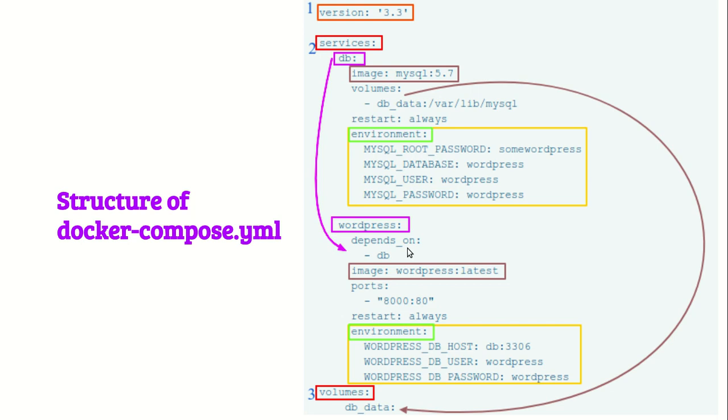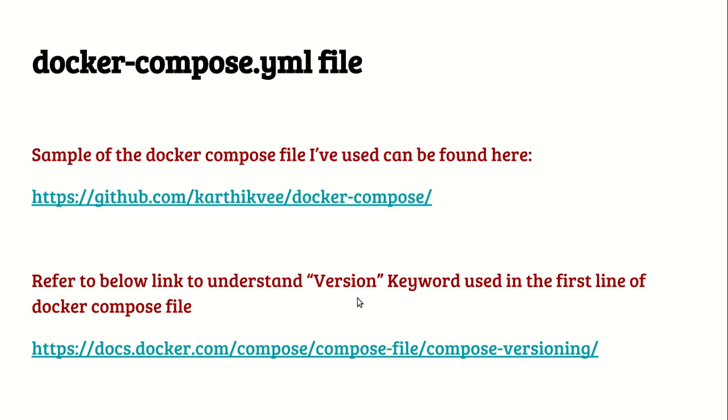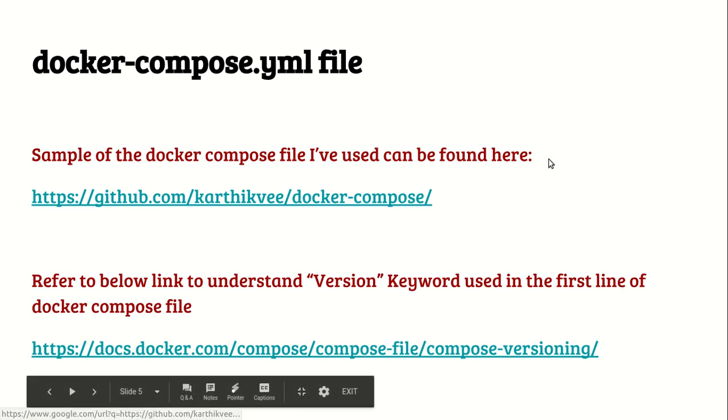The depends_on key tells the WordPress container to wait until the database service is up and running. So this service will not be up until the database service is up and running. The sample of the docker compose file I have used can be found here, and refer to the below link to understand the version keyword that we have used in the first line of the docker compose file.